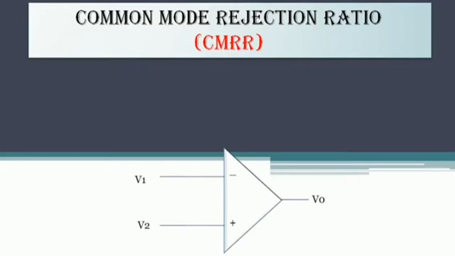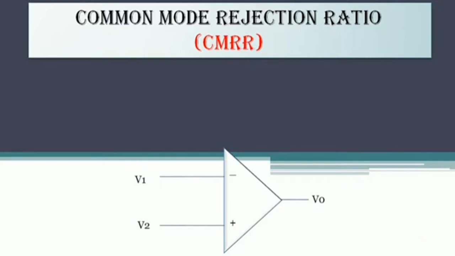Hi friends, today we are going to see the concept that is common mode rejection ratio. This is the parameter which is used to tell whether the op amp is giving better performance or not. This common mode rejection ratio will differ for different ICs of operational amplifier.